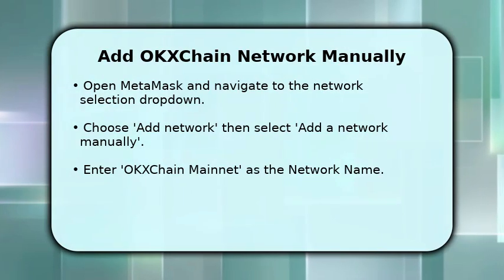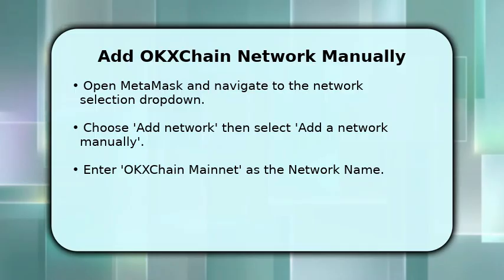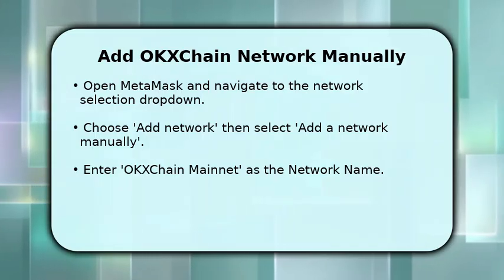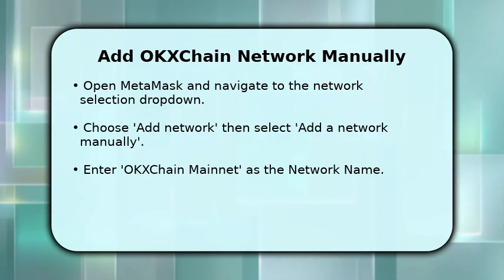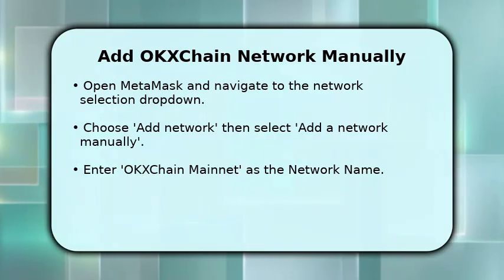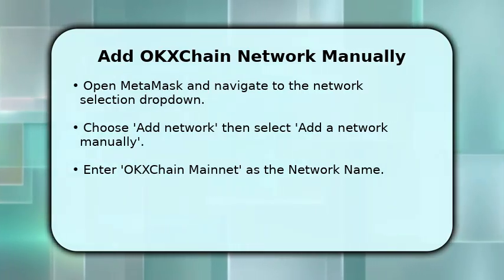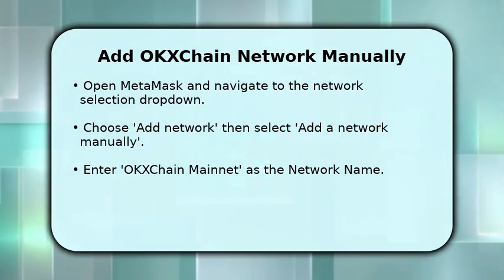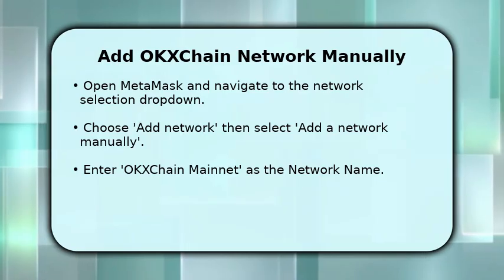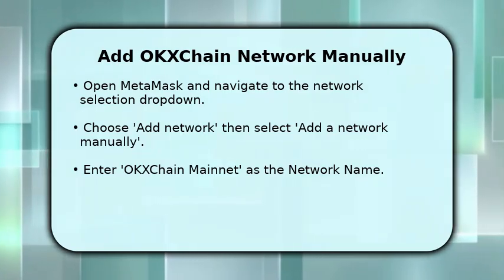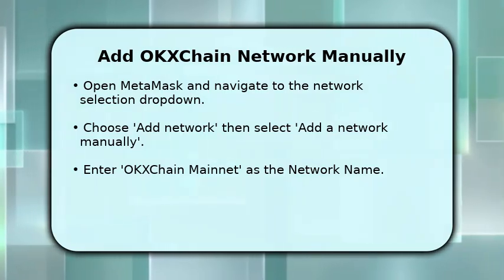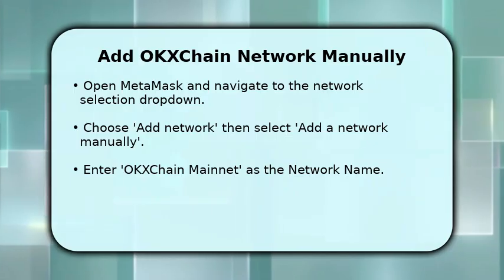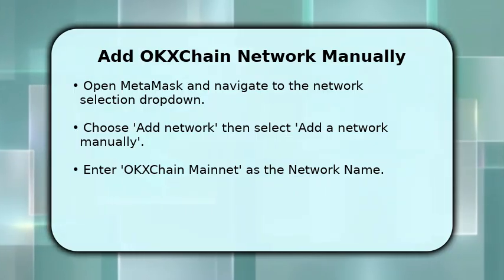To begin, open your MetaMask wallet and locate the network drop-down menu at the top. Click Add Network, then select Add a Network manually at the bottom. Here, you'll input the OKX chain details. For the network name, type OKX chain mainnet. The new RPC URL is https://exchange.okx.org. The chain ID is 66 and the currency symbol is OKT.